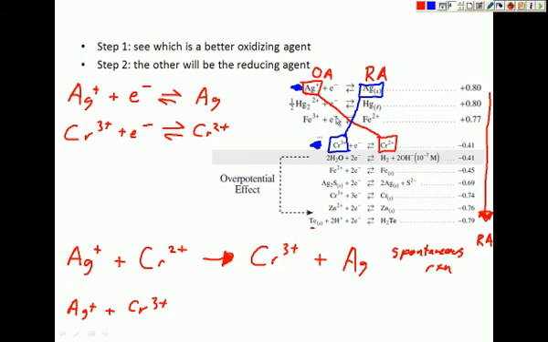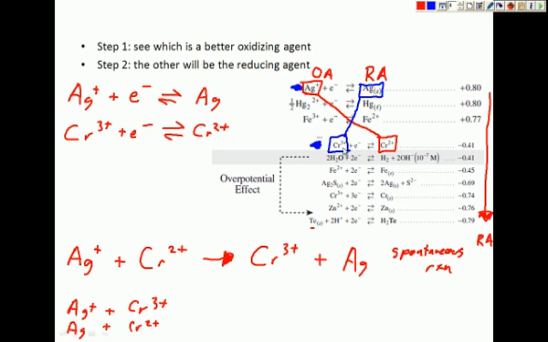Now, if you had something like this, Ag+ and Cr3+, well, these are not going to react because these are both oxidizing agents. Okay, so that means they both cannot gain electrons. So this would be no reaction on this one. Same thing if we had this one, Ag and Cr2+. We can't have two things that are going to be losing electrons. So if we had Ag and Cr2+, these ones are not going to be reacting either because these are both wanting to lose electrons. And that's not good either.